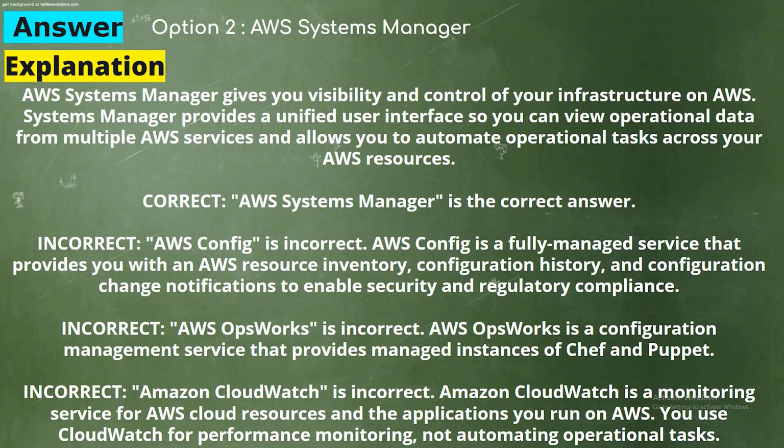Incorrect. Amazon CloudWatch is incorrect. Amazon CloudWatch is a monitoring service for AWS cloud resources and the applications you run on AWS. You use CloudWatch for performance monitoring, not automating operational tasks.